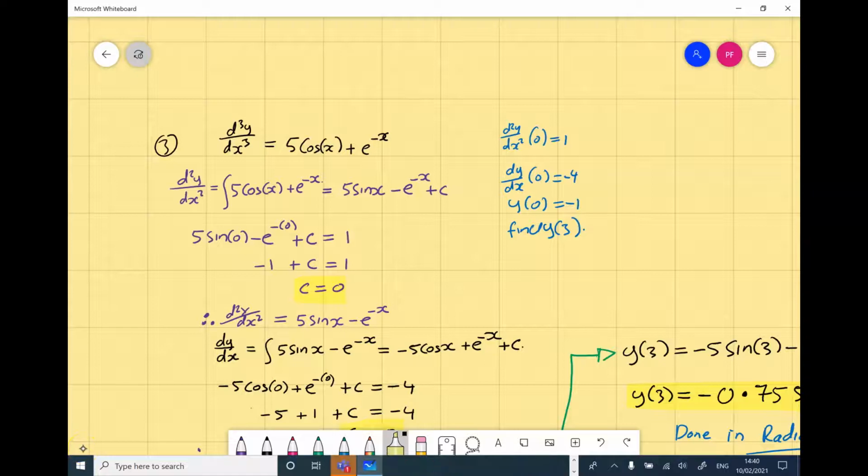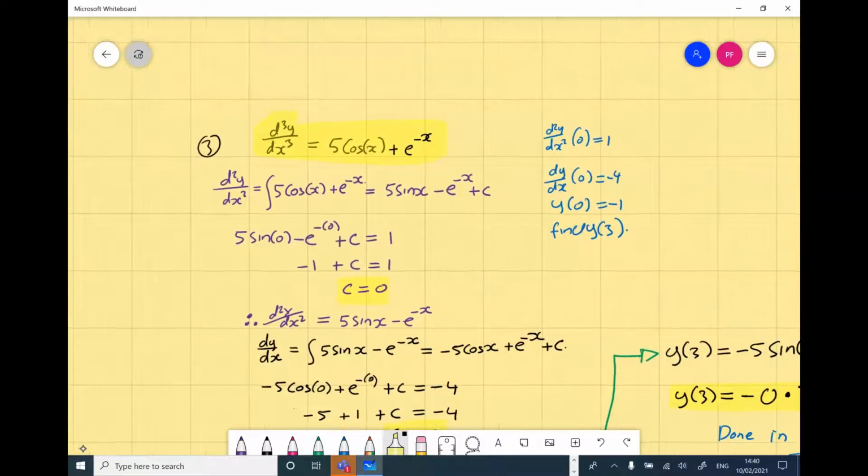Okay, question 3 in the set that you sent me. You were given that the third derivative of a function is 5 times cos x plus e to the power minus x. You were also given this information at the side: for the second derivative, if x is 0, the function is equal to 1. For the first derivative, if you put in 0 for x, you'd get minus 4. And for the original function, if you put in 0 for x, it's equal to minus 1. Finally, they want you to find y of 3.